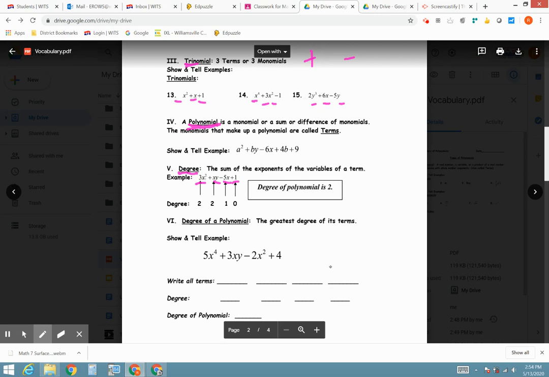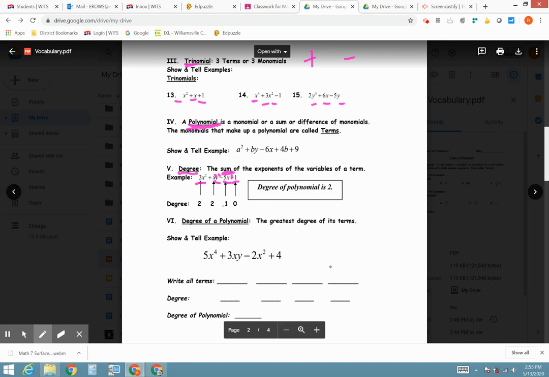The term 3x squared has an exponent of 2. The next term has an exponent of 1 on the x and 1 on the y. So if it's the sum of those exponents, 1 plus 1 is 2. Negative 5x, there's an exponent of 1 on the x. So the degree there is 1. There's no variable here in the constant, so it is a degree of 0.